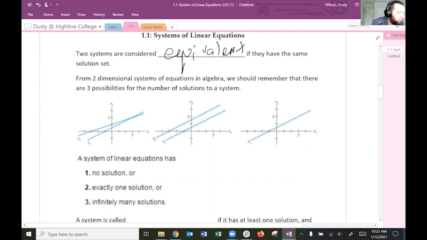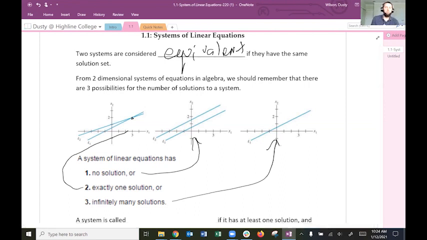if they have the same solution set. And from two-dimensional systems of equations in algebra, we should remember that there's actually three possibilities that we can have. So you can have this possibility where you have exactly one solution. You have the possibility of no solutions, the lines never intersect. And then also the possibility of infinitely many solutions when there's two lines that are the same line.